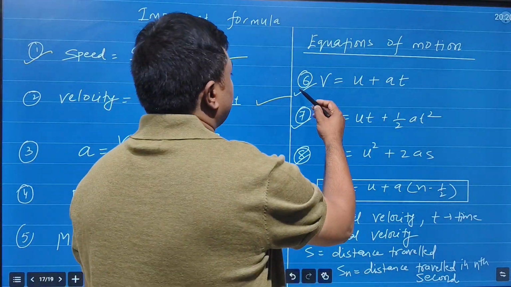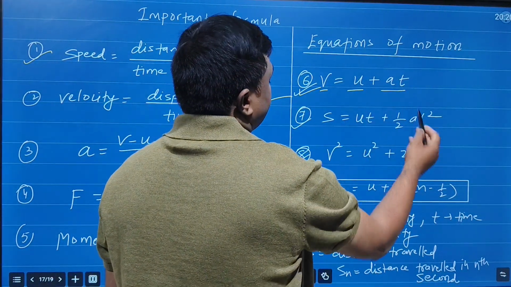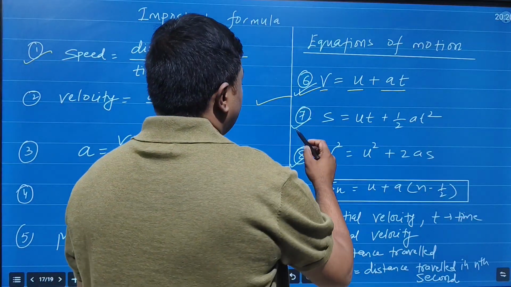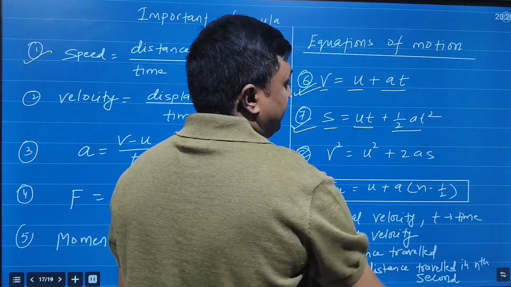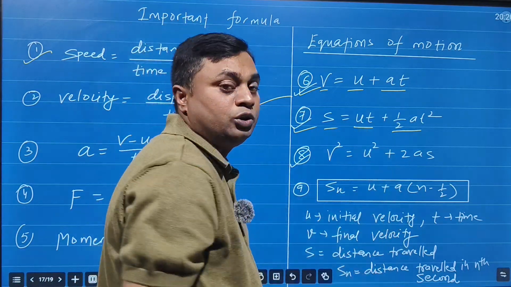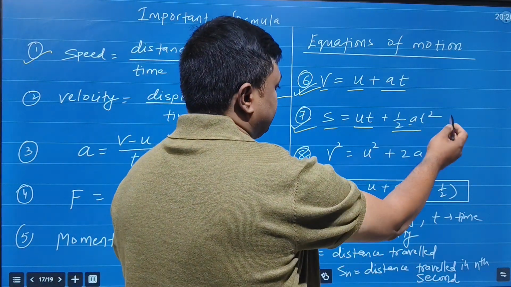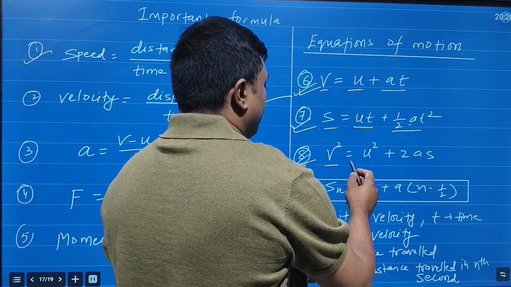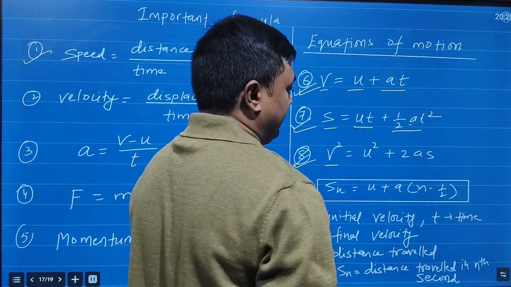There are three equations you can see. v is equal to u plus at. This is the first equation of motion. s is equal to ut plus half at square, where s is the distance traveled, u as I told you is the initial velocity, t is the time, a is the acceleration. And the third equation is v square is equal to u square plus 2as.